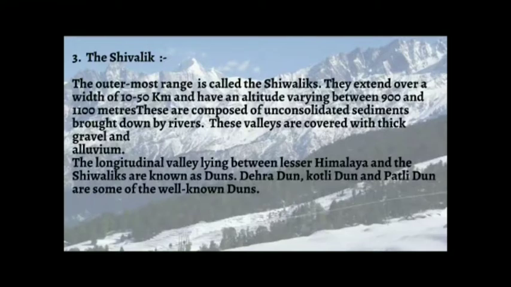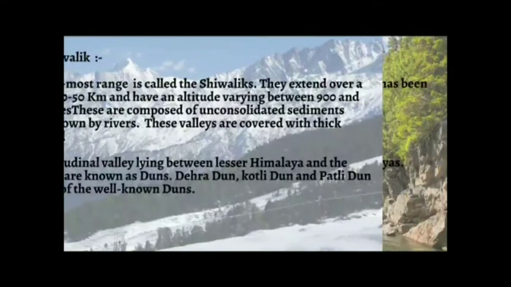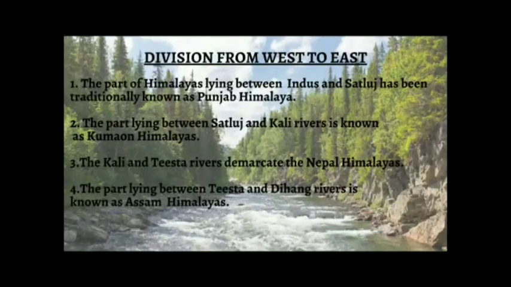Okay, there are valleys in between these horizontal sections. There is a valley between Himadri and Lesser Himalaya, and a valley between Lesser Himalayas and Shivalik. The valley that is present in between Lesser Himalaya and Shivalik is called dun. So places like Dehradun, Kotli Dun and Patli Dun are present. These well-known duns are present in the longitudinal valley between Lesser Himalaya and Shivalik. So this was all about the Himalayas from north to south.